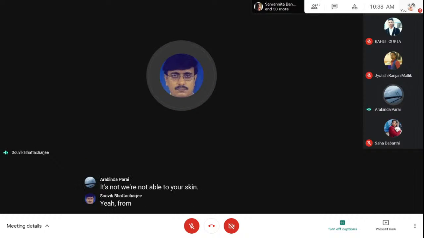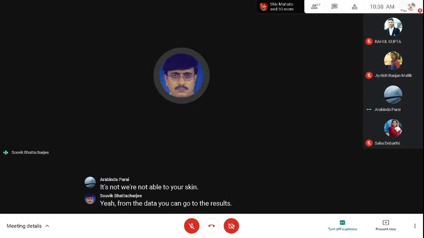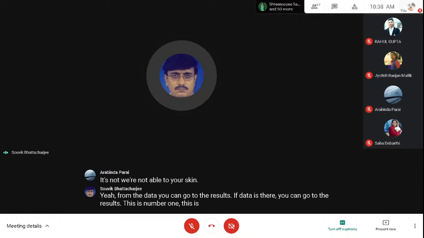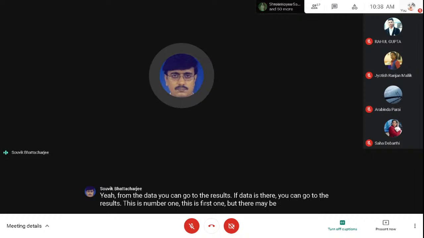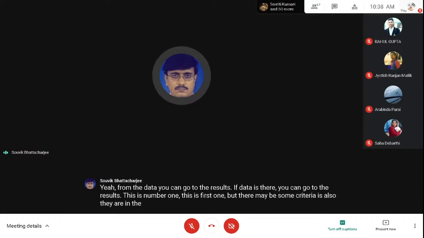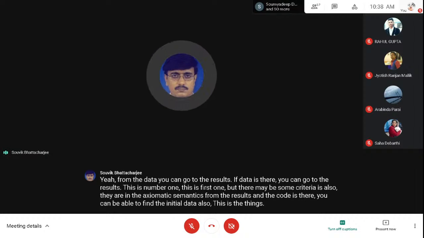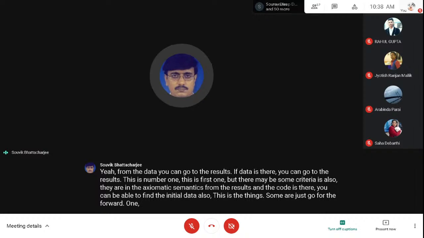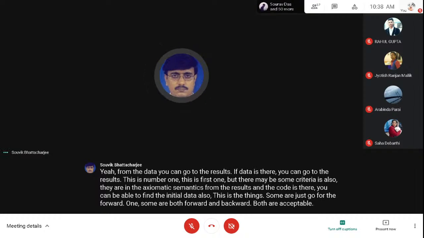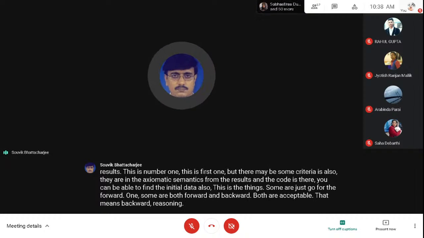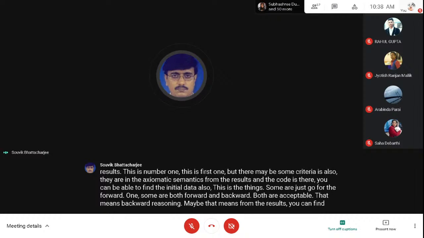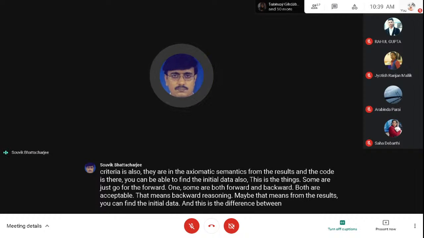Yeah, from the data you can go to the results. If data is there, you can go to the results. This is the first one. But there may be some criteria in axiomatic semantics too. From the results and the code, you may be able to find the initial data also. Some just go forward, and some go both forward and backward, both are acceptable. That means backward reasoning may be there, that means from the results you can find the initial data. And this is the difference between these two types of semantics.